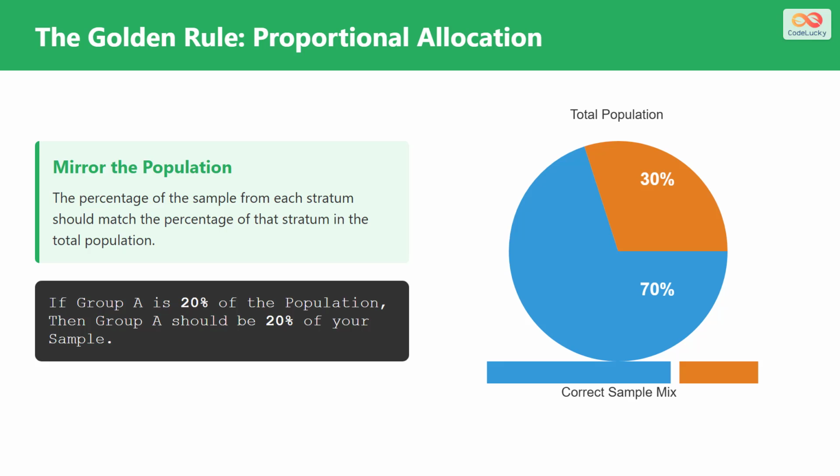There is a golden rule in stratified sampling called proportional allocation. Ideally, your sample should be a mini mirror of the population. If Group A makes up 20% of the total population, then Group A should also make up 20% of your final sample. This keeps everything fair and balanced.